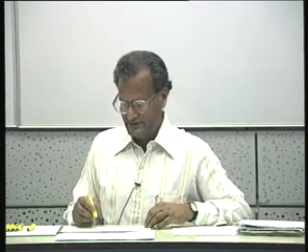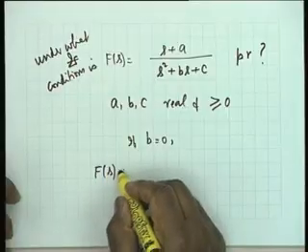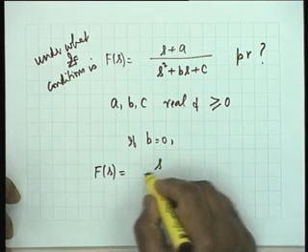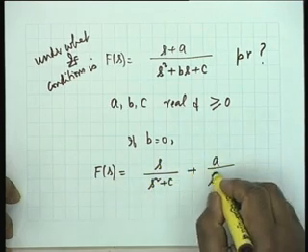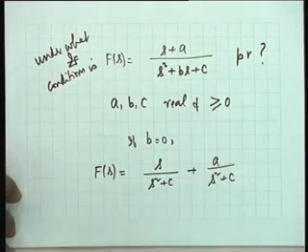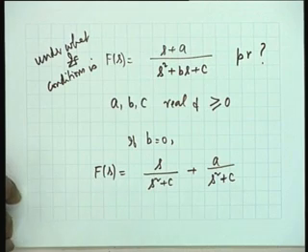Okay. If b is 0, does it put a constraint on other constants? You see, let us look at this. If b is 0, then f of s can be written as s by s squared plus c plus a by s squared plus c. Is a positive? It turns out, yes, a is positive real. No, your statement turns out to be wrong.